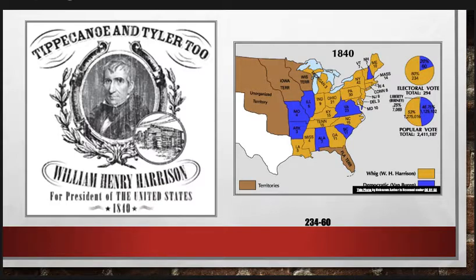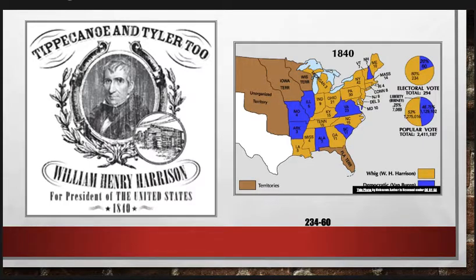Okay, and his campaign slogan, man, it just kind of rolls off the tongue. Tippecanoe and Tyler too. Doesn't that sound good? Tippecanoe and Tyler too. You know, so he wins. He won surprisingly, and it was a landslide, 234 to 60.